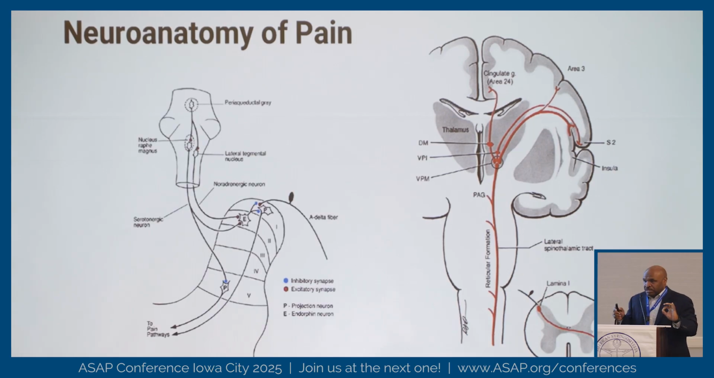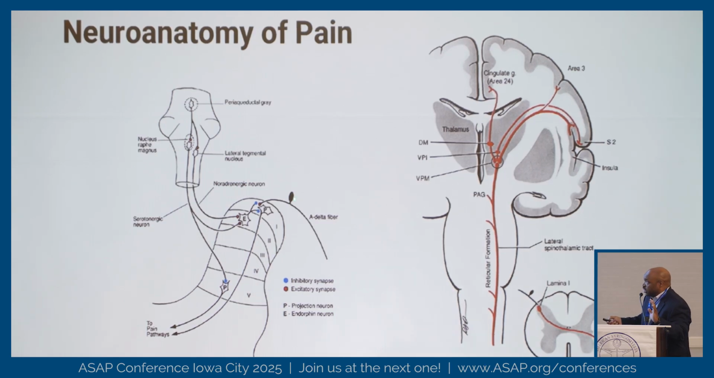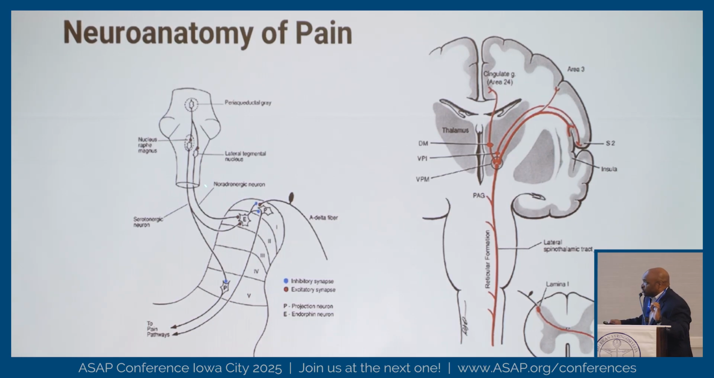All right, slightly more complex. Same thing, sensory information is coming into the cord. Here's some cell bodies for that sensory information. Goes into the cord. Here's that projection neuron going up to the brain. But in addition to that, we see the brainstem itself sending inhibitory signals down into the cord. Some of these are sent through serotonergic neurons, some of these through noradrenergic neurons.